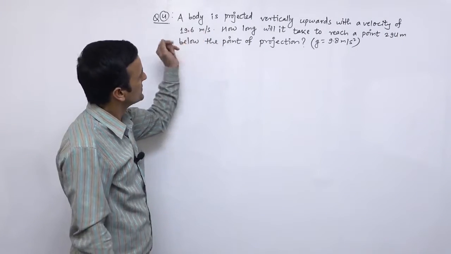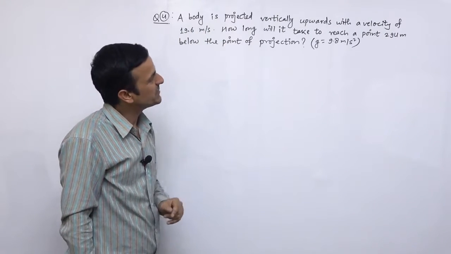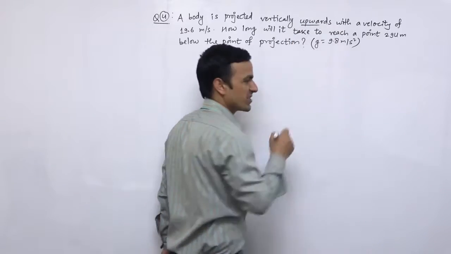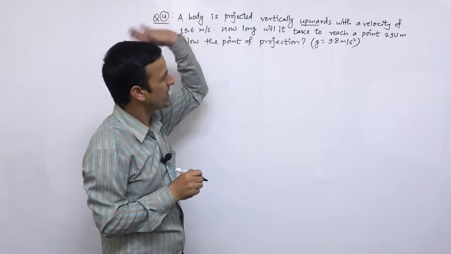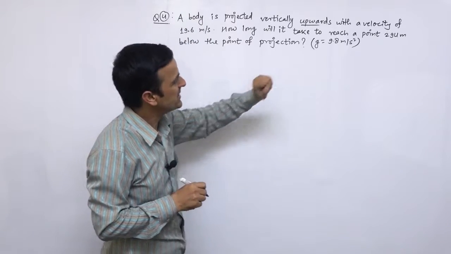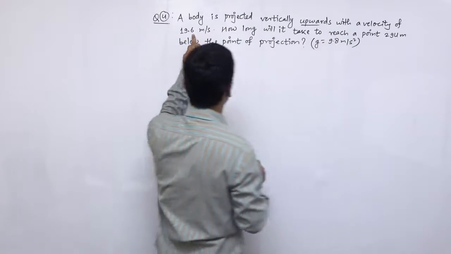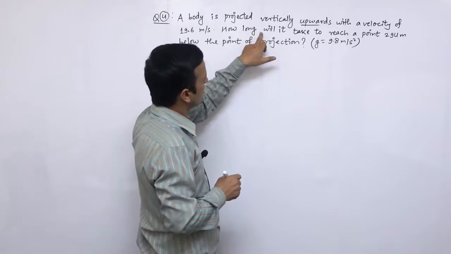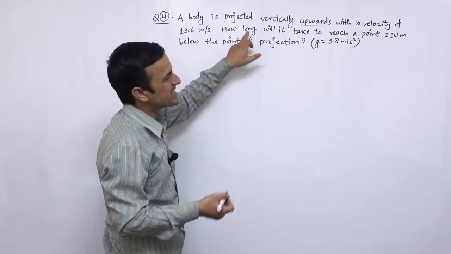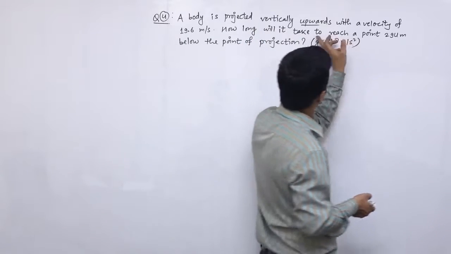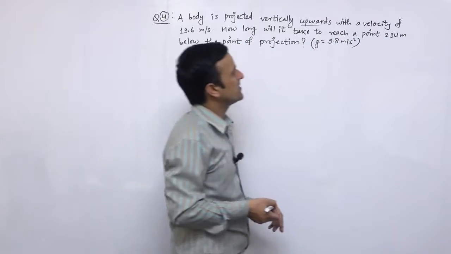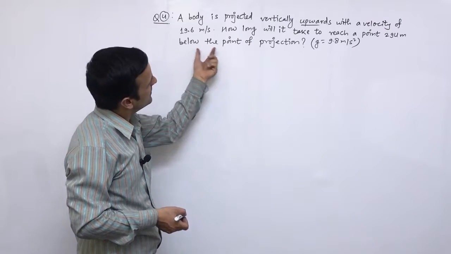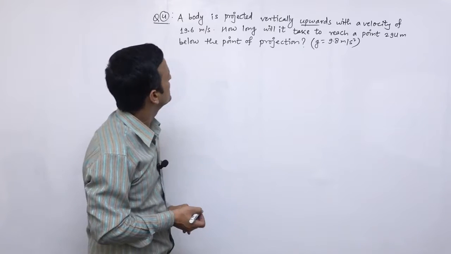We have another question. A body is projected vertically upwards. Vertically upward. It is also upward direction. Particle is going upward against the gravity with a velocity of this one 19.6 meter per second. And how long means at what time it takes to reach a point 294 meter below the point of projection. So this is the question.